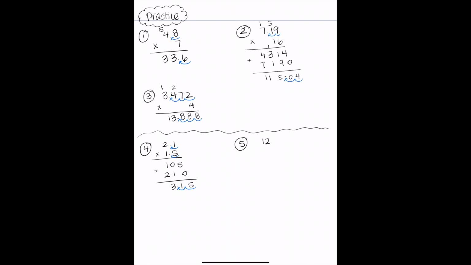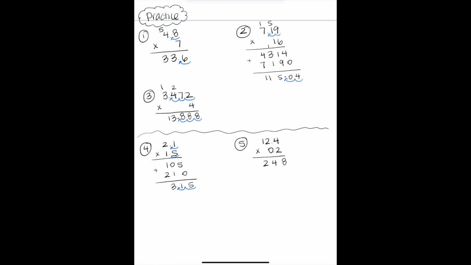Now we'll move on to number 5. For number 5, we have 12.4 times 0.2. Multiply like normal again. 4 times 2 gives us 8. 2 times 2 gives us 4. And 1 times 2 gives us 2.